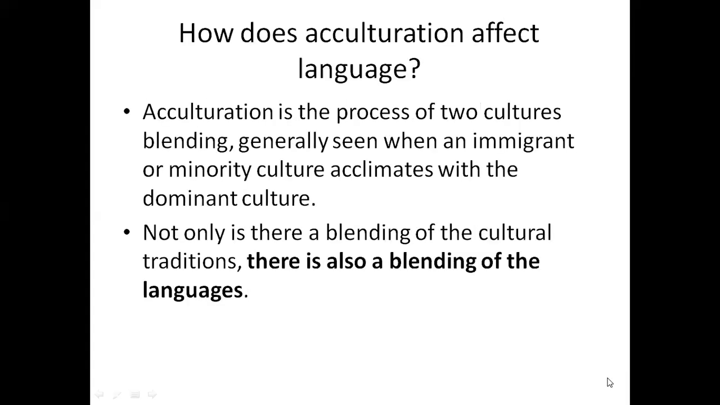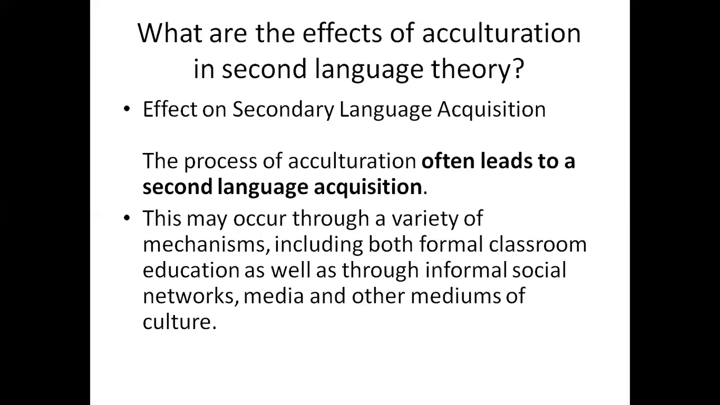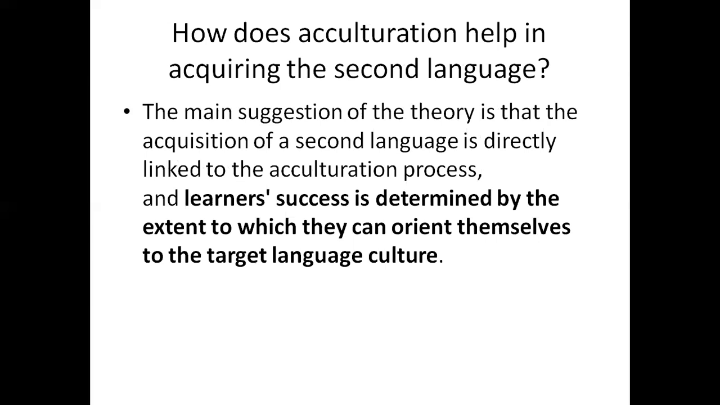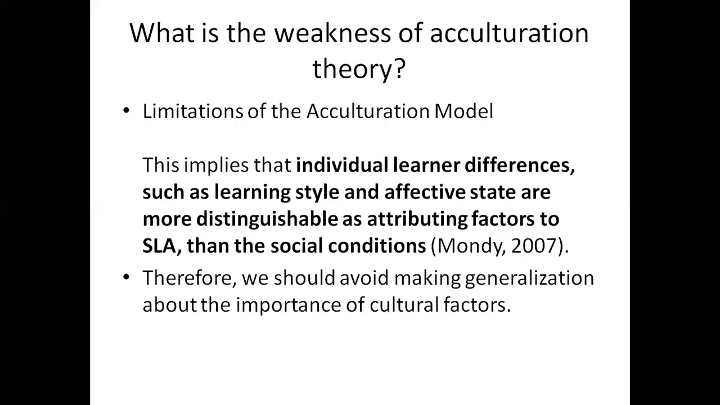Okay, so this is about not only a blending of cultural traditions; there are also some effects of culture. So this is cultural psychology. We have understood that. Okay, so the acculturation model was proposed by John Schumann, and he said that if a person integrates and assimilates the target language country's culture, he or she will interact with the target language culture's people in many social and cultural norms, and his or her second language learning will be effective.